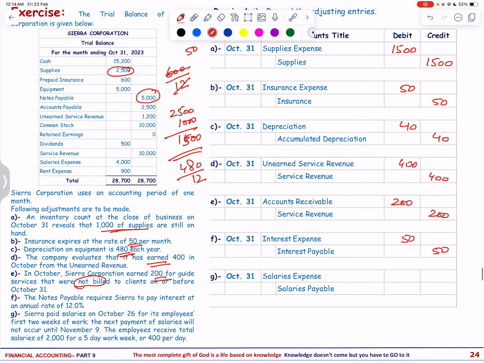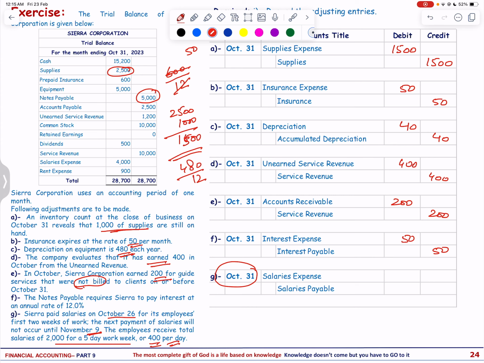Number G, Sarah paid salaries on October 26 for its employees' first 2 weeks of work. The next payment of salary will occur on November 9. So since we are making these transactions up to October 31, that means salaries have accrued. We have not paid and that must be recorded. The employee receives salaries of 2000 for a 5-day work week, or 400 per day.